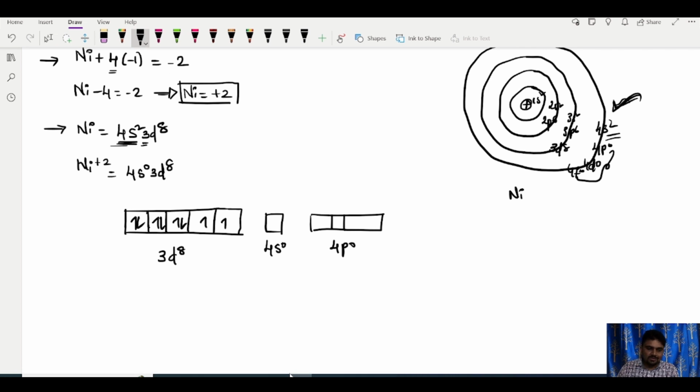Next, the cyanide is what? Cyanide minus is a strong field ligand. Then what happens? The electrons will get paired up.